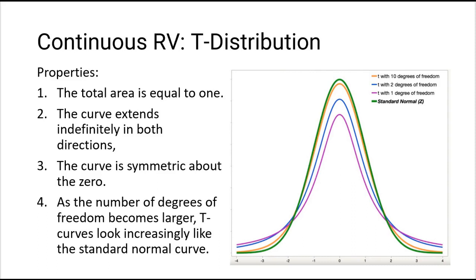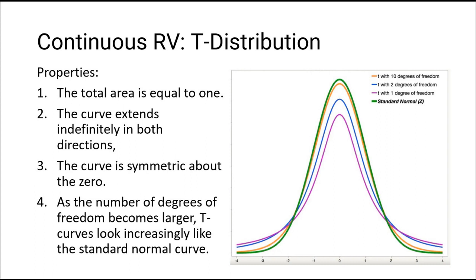So the next distribution that we're going to be looking at is a t-distribution. And the t-distribution is very similar to our normal distribution. As you can see, it also has a bell-shaped curve. The area under the curve equals 1. The curve extends indefinitely in both directions. The curve is symmetric about 0.